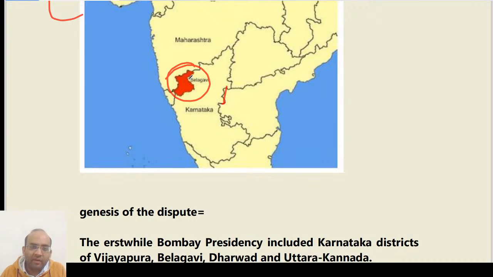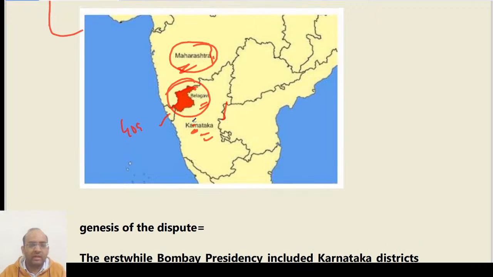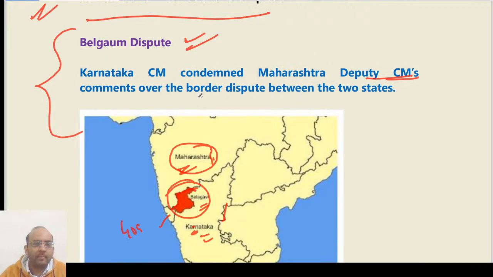Okay, this Belgaum district is in Karnataka. This is Goa, Maharashtra, and Karnataka. This is at the border area between Maharashtra and Karnataka. But this region belongs in the territorial jurisdiction of Karnataka. Maharashtra wants to reclaim the Belgaum region. It wants the Belgaum region to be part of Maharashtra. Now the Maharashtra government has said that we want to take back the Belgaum region. Why did it happen? You will get to know. Let us move towards the topic.